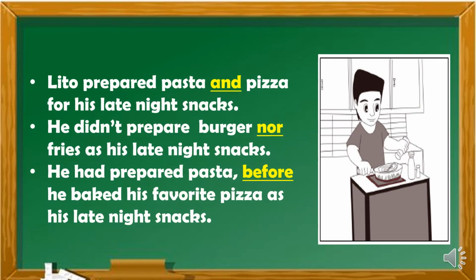Okay, so I have here a picture and sentences using different conjunctions. The first one is: Lito prepared pasta and pizza for his late night snacks. Another: he didn't prepare burger nor fries as his late snacks. And the last one: he had prepared pasta before he baked his favorite pizza as his late snacks.